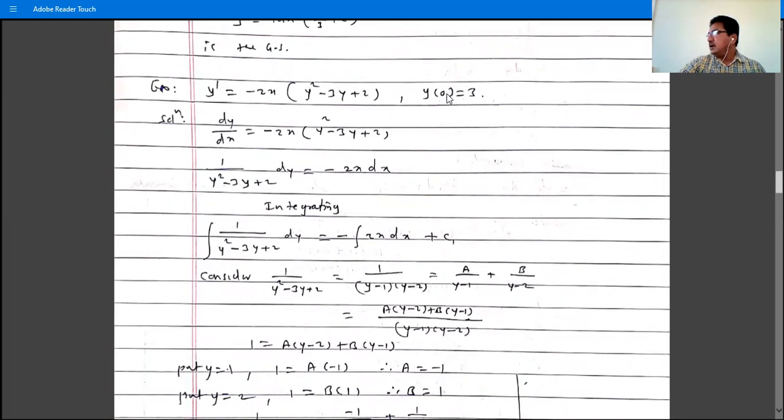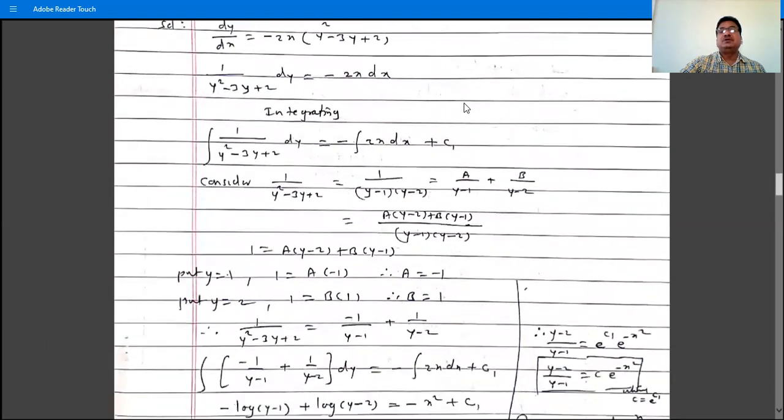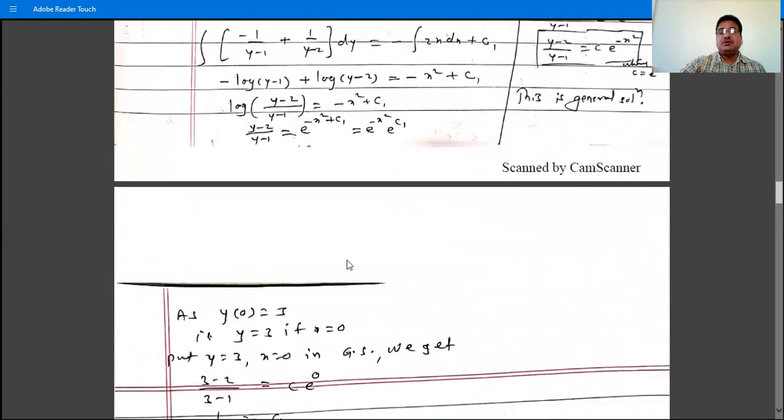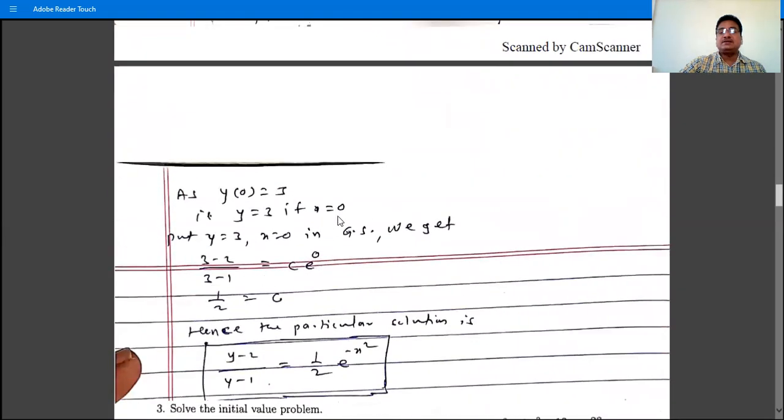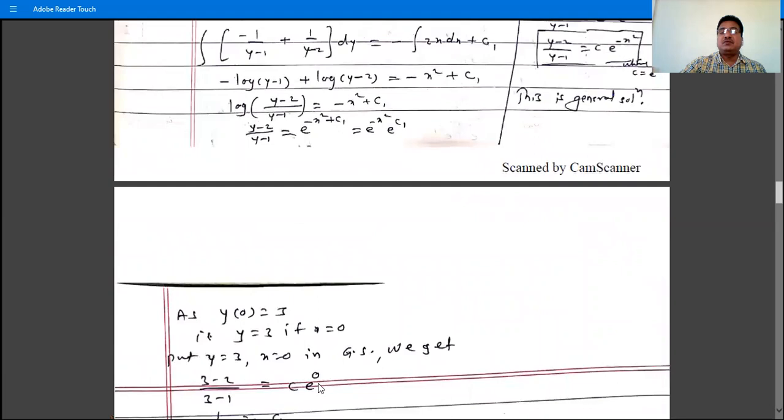So what is the meaning of y(0) is equal to 3? It means y is 3 if x is 0. So substitute y as 3 and x as 0 in this condition. So y(0) is equal to 3 means y is 3 if x is 0. So put y is equal to 3 and x is equal to 0 in the general solution. What do we have?